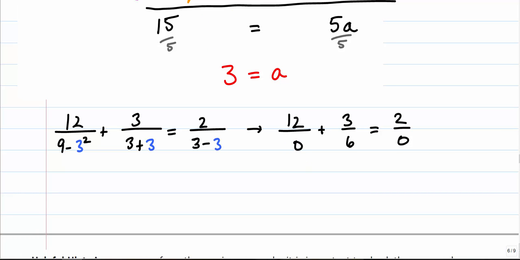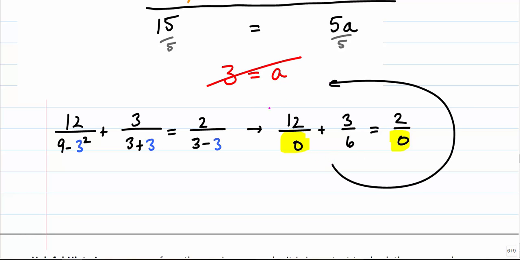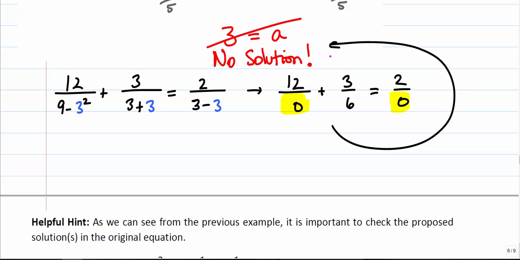So there's a problem here. This is a big problem. So what this tells me is that there is no solution. There's no solution to that original equation, because when I tried to find the solution, I got a number that makes that denominator equal 0, so that's not going to work. So you always want to check. Which is why on the next page it says, as we can see from the previous example, it's important to check the proposed solution or solutions in the original equation.